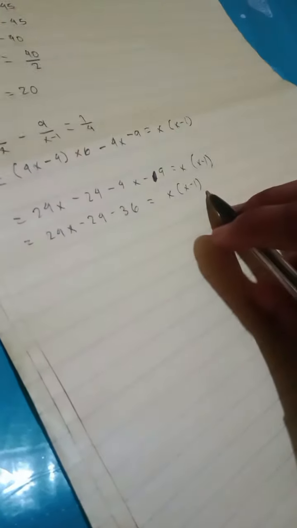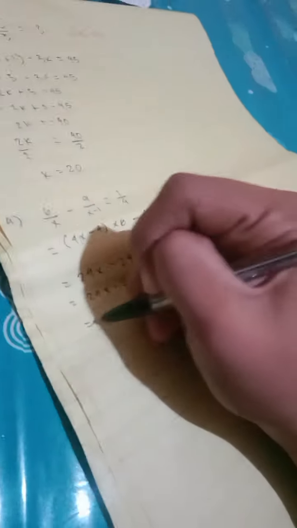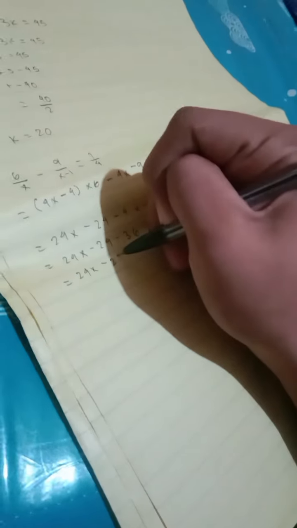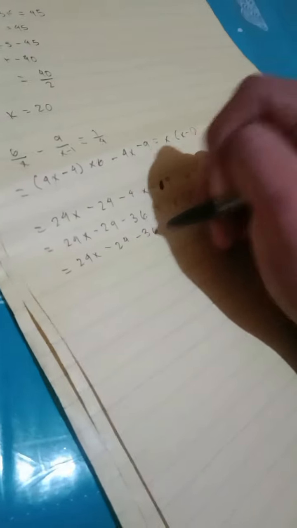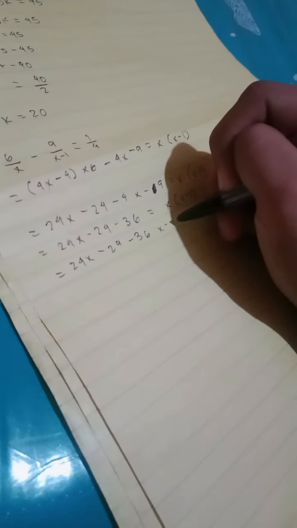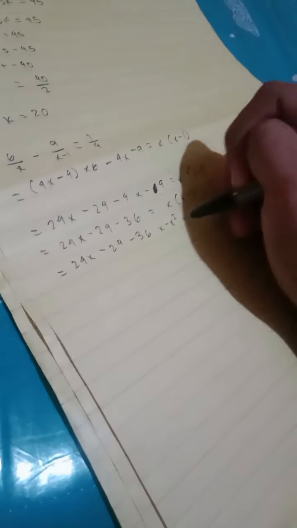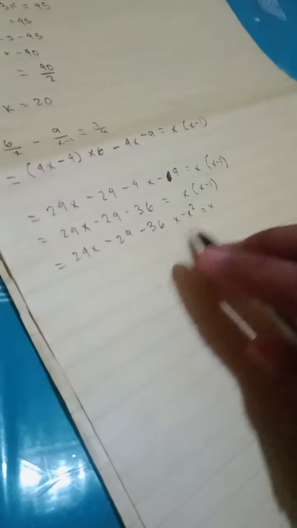Use this, and next use the distributive property to multiply x by x negative 1. So this will become 24x negative 24 minus x squared equals x. Add x to both sides. Add this to both sides.